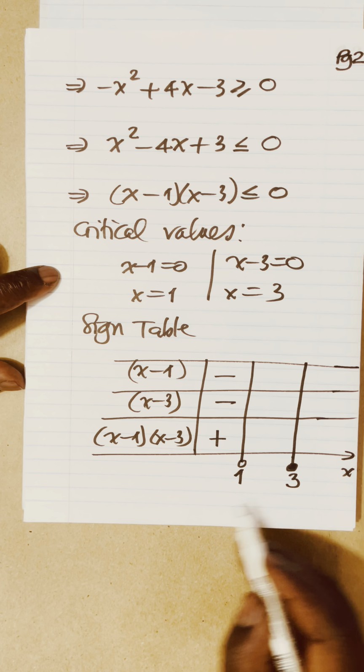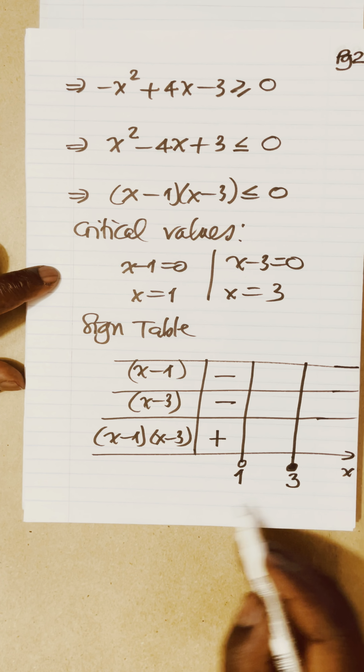A number between 1 and 3 is 2. Put 2 there, it will be positive. Put 2 there, it will be negative. When you multiply these two, you get minus. A number to the right-hand side of 3, you can pick 5, 7, whatever number you pick. If you put it here and there, both of them are positive. And when you multiply, the answer is positive.